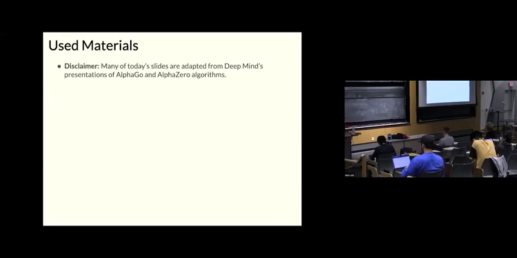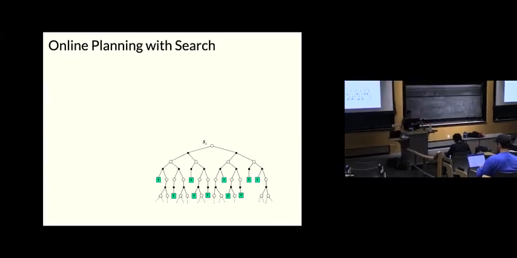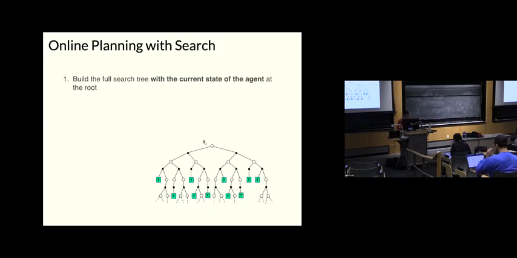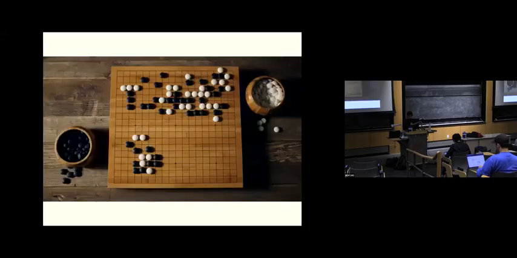So let's see. Just to refresh your memory, online planning with search: we were in a particular state s0, and then we built a full search tree with the current state of the agent as the root. We want to select the move and execute it and so on. We said that unfortunately, for many games as well as for the real world, the state space is enormous. So that sub-MDP is also huge.